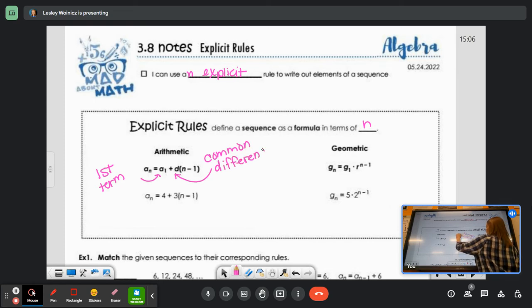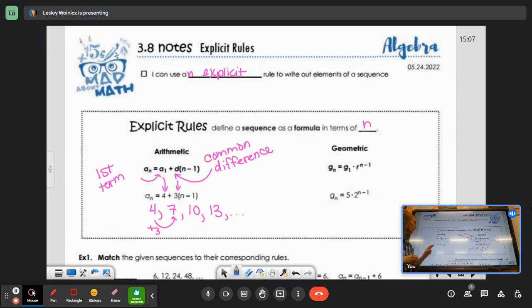Common difference. It is the common difference. Okay, so what is our first term in this example here? 4. Okay, and then what do I do to get to my next term? Add 3. So my next term will be 7, followed by 10, followed by 13. Keeps going. So basically the same thing we did on Friday. We just have to know where to look for the little tidbits that we need. We need our key pieces of information.